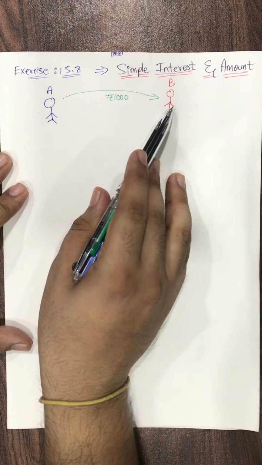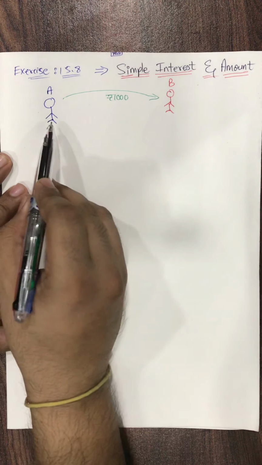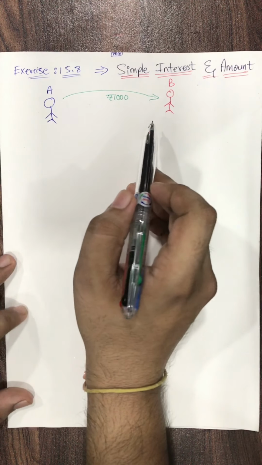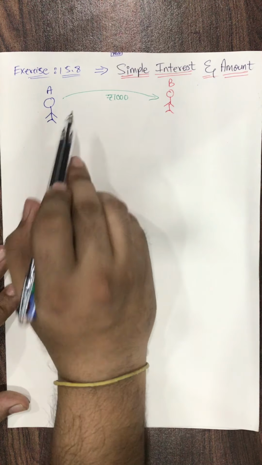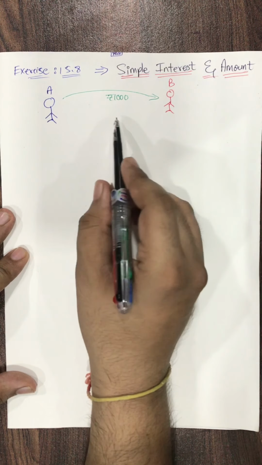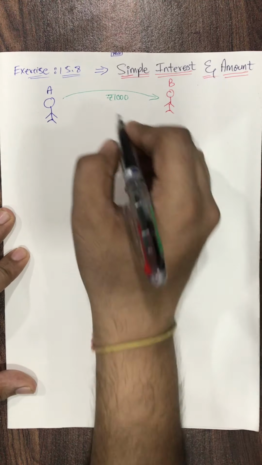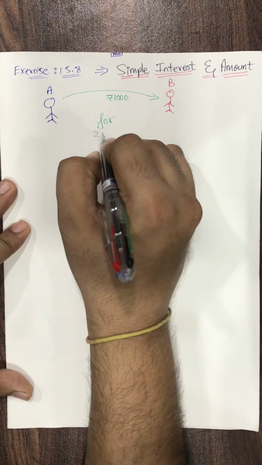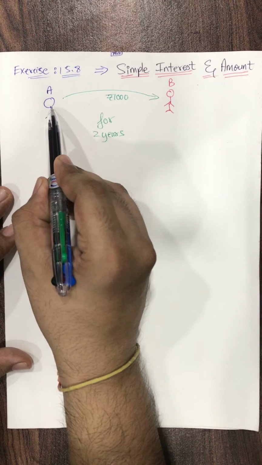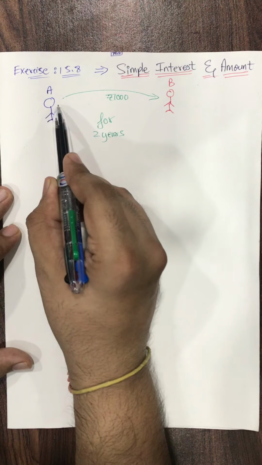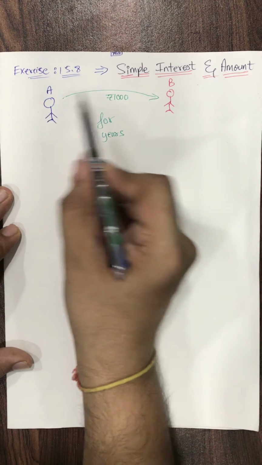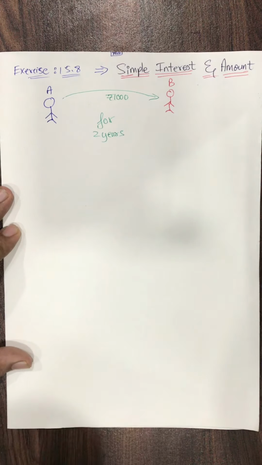On the spot, person A asked B, "Tell me, after how much duration will you return this money?" B said, "Because I'm in need, I'll return this money after 2 years." So A lends money to B, or in other words, B borrows money from A. How much? 1,000 rupees for 2 years.